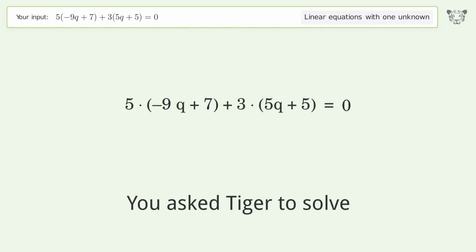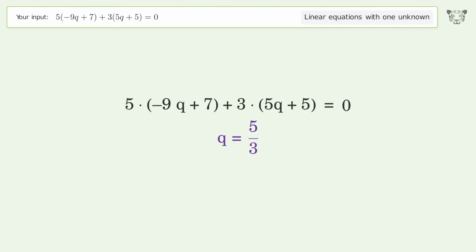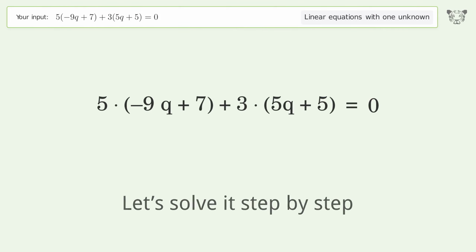You ask Tiger to solve. This deals with linear equations with one unknown. The final result is q equals 5/3. Let's solve it step by step.